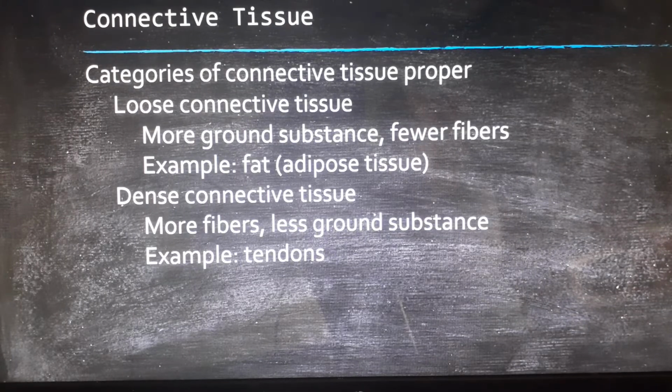So connective tissue proper has fibers and ground substance, and you're going to classify them again by whether there are more fibers than ground substance or less fibers than ground substance. If you have few fibers and lots of ground substance, it's going to be called a loose connective tissue. The fibers are loosely floating around. Okay? Examples will be fat and areolar tissue and reticular tissue. If you have almost all fibers, it's very filled with fibers, it's dense with fibers, it's going to be called a dense connective tissue. Tendons and ligaments are dense.